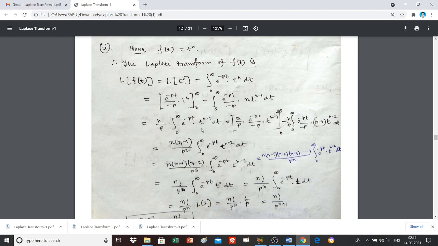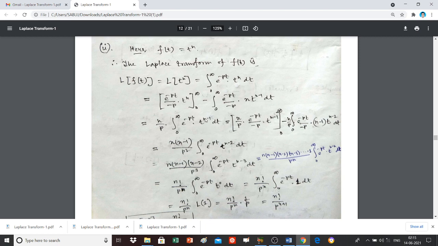So now to evaluate this, that is equal to n by p is here, and then take t to the power n minus 1 as constant, that is here, and integrate this, that is e to the power minus pt by minus p, 0 to infinity, the limits are here, and then this n by p is also here with a negative sign, because according to the formula, then minus n by p, then 0 to infinity, then you have to differentiate this term.